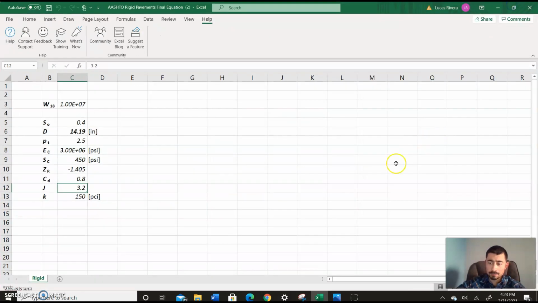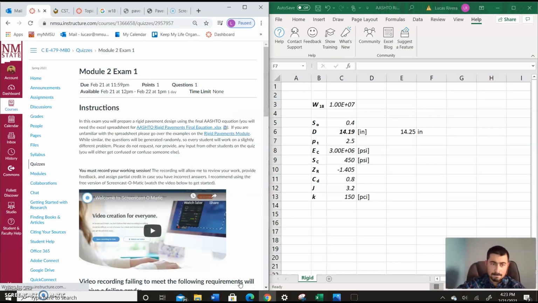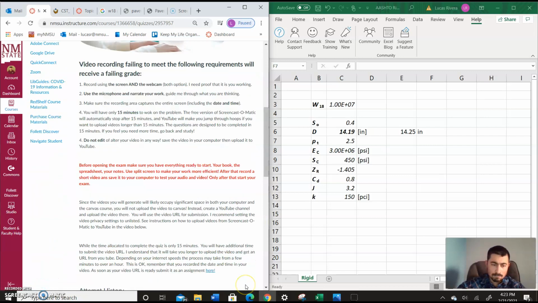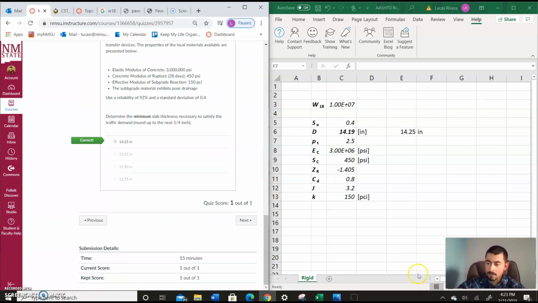Okay. Well, that is more or less 14.25 inches. And that shall be my submission. And I'll even submit it right now. Woo! Got it. Okay. That's the end of my recording.